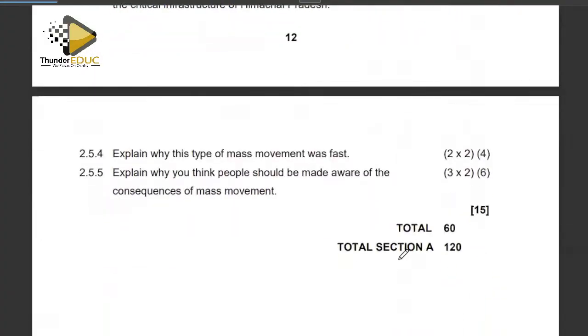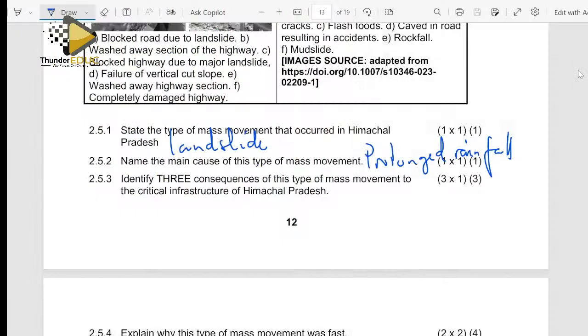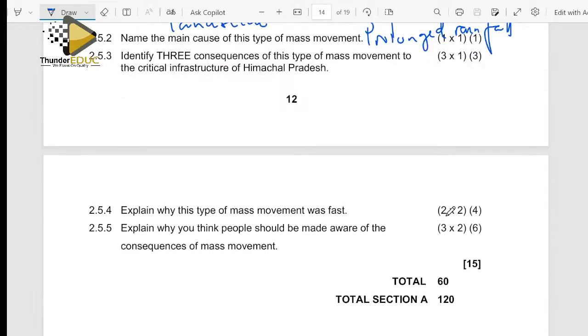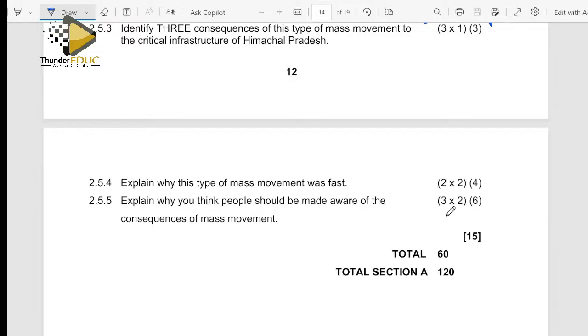Right, then if we check on the next question, so what happens, we're looking at the type of mass movement. We said it was caused by prolonged rainfall. And the three consequences, we've highlighted them from the extract. So the next question is saying, explain why this type of mass movement was fast. Why was the landslide fast?